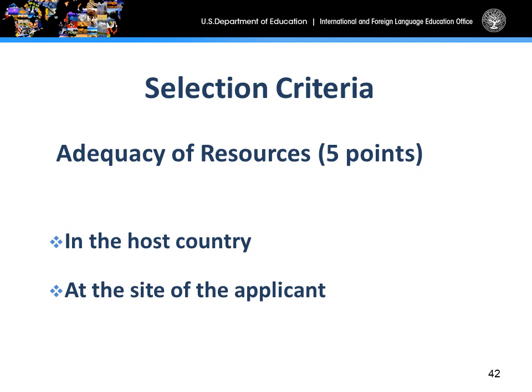Okay, the adequacy of resources criteria is worth 5 points. Here you want to ask yourself, what resources will I use to accomplish the project goals that I have outlined in my project both in the U.S. and abroad? You should indicate specifics regarding use of facilities, supplies, and other resources to show that they are adequate to carry out the activities in all phases of the project.